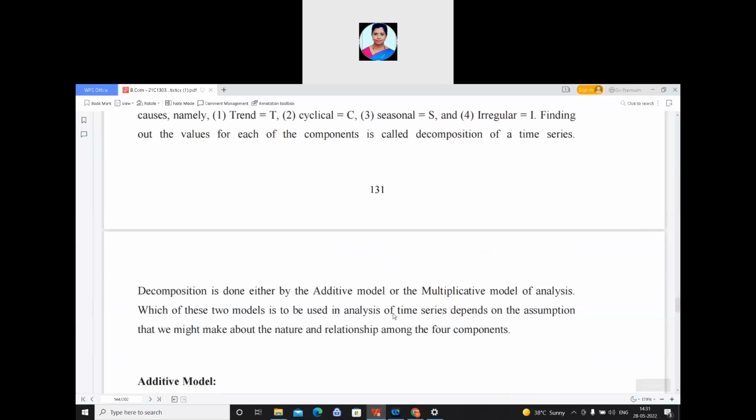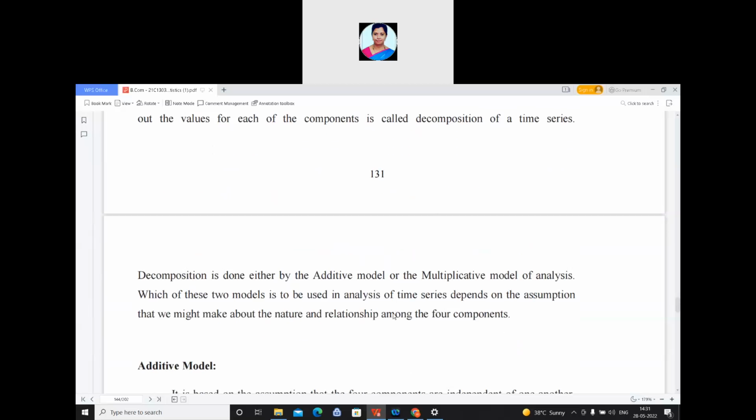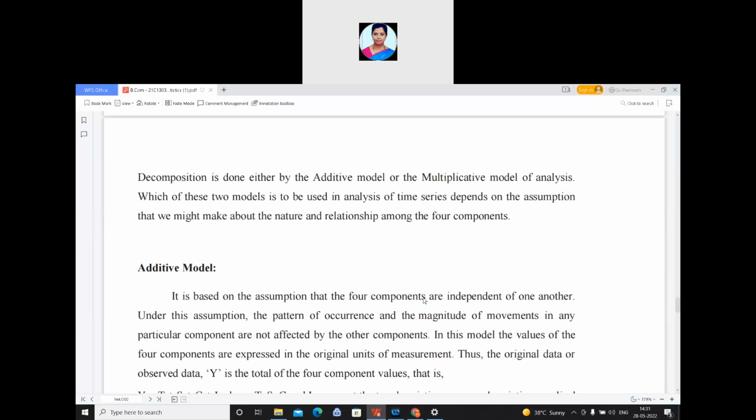So here, how are we going to do the decomposition? This decomposition is done either by the additive model or the multiplicative model of analysis. Which of these two models is to be used in analysis of time series depends upon the assumption that we might make about the nature and relationship among the four components. So one is the additive model and another one is the multiplicative model of analysis.